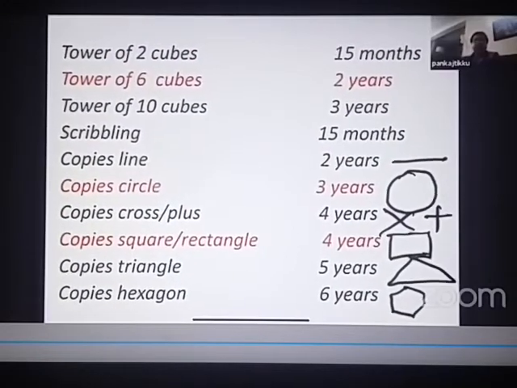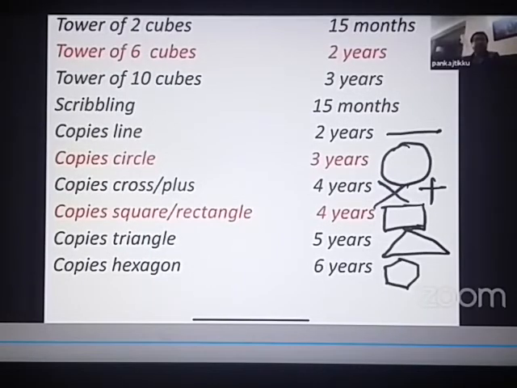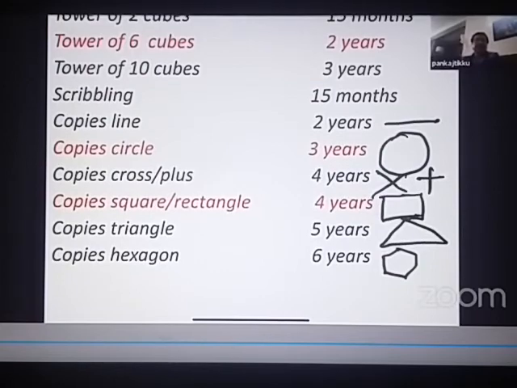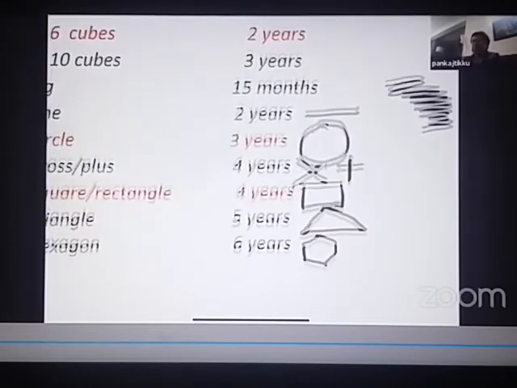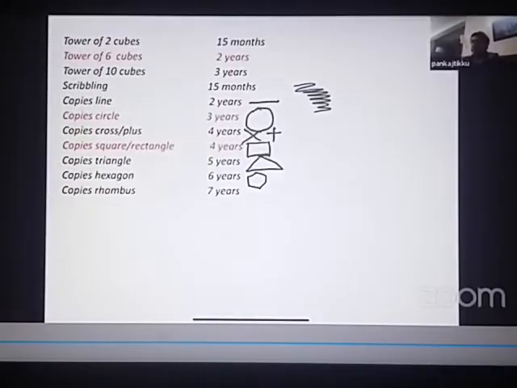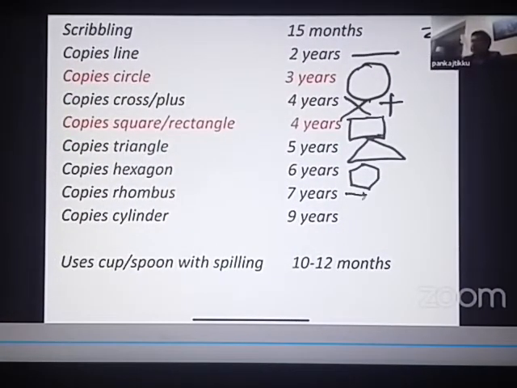Before this, I told you he can make a tower of 2 cubes at the age of 15 months, a tower of 6 cubes at the age of 2 years, and a tower of 10 cubes at the age of 3 years. Some more fine motor milestones: when does a child copy a rhombus? At the age of 7 years. And he can copy a cylinder at the age of 9 years.